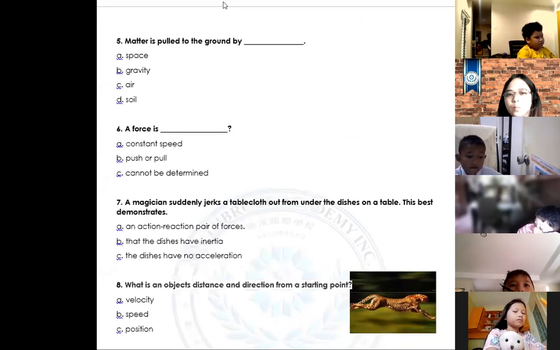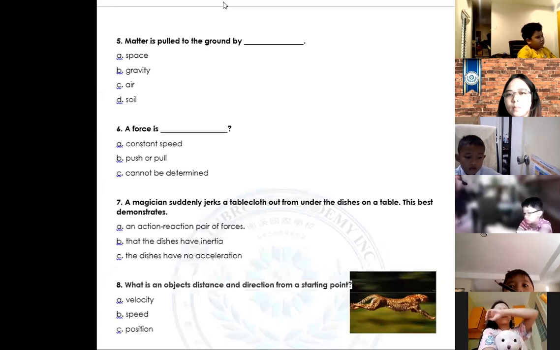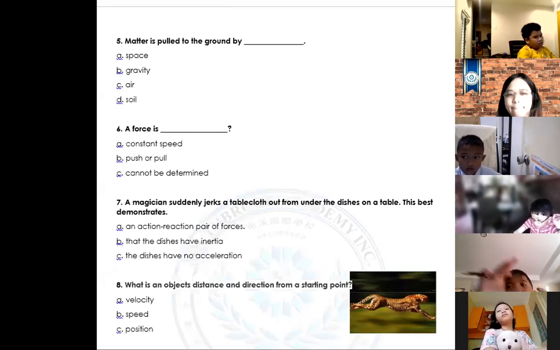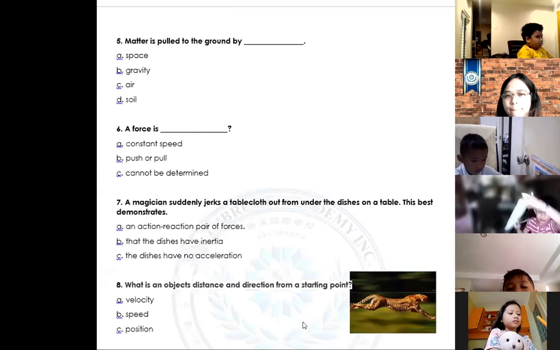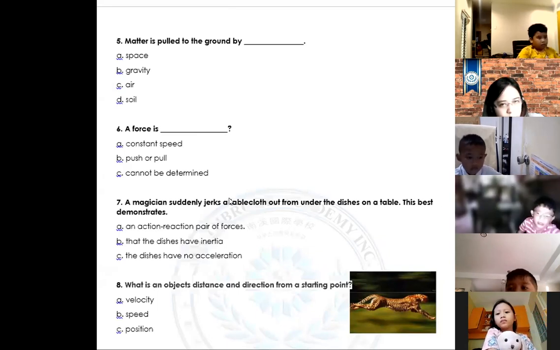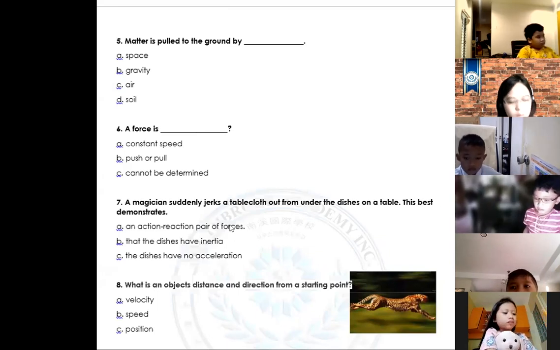Teacher, can you go back to 3? Because I'm not yet done. Where have you been, Sophia? I was just getting something. We're already in number 5. We will go back later.